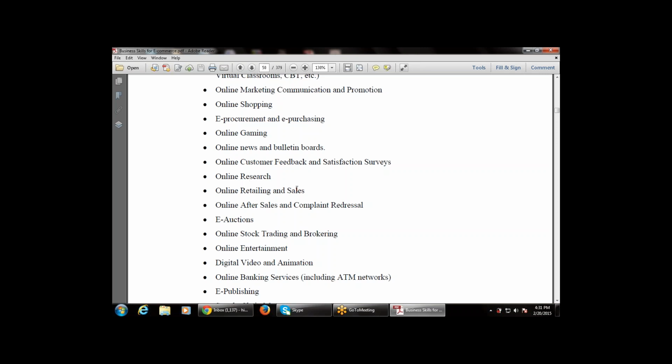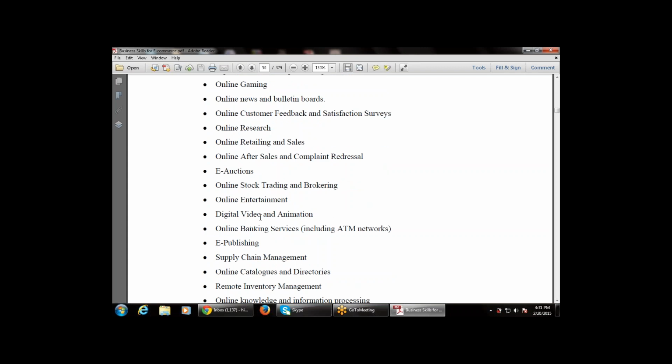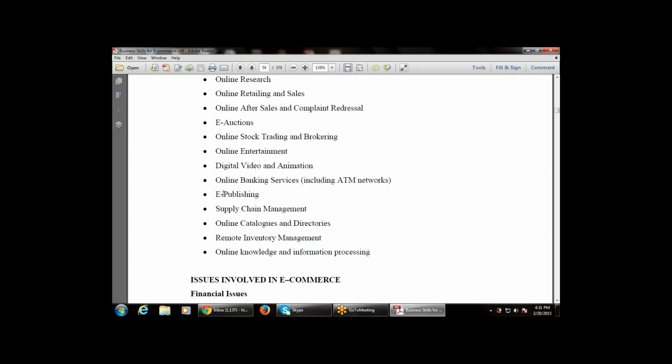Then digital video and animation, online banking services. This is also important. Nowadays, everything is done online. Even using the ATM, a machine connected to the server, whenever a person enters an amount, it is deducted from his or her account. That is online banking services. Then e-publishing, supply chain management, online catalogs and directories, remote inventory management, online knowledge and information processing. That is also carried out by e-commerce.